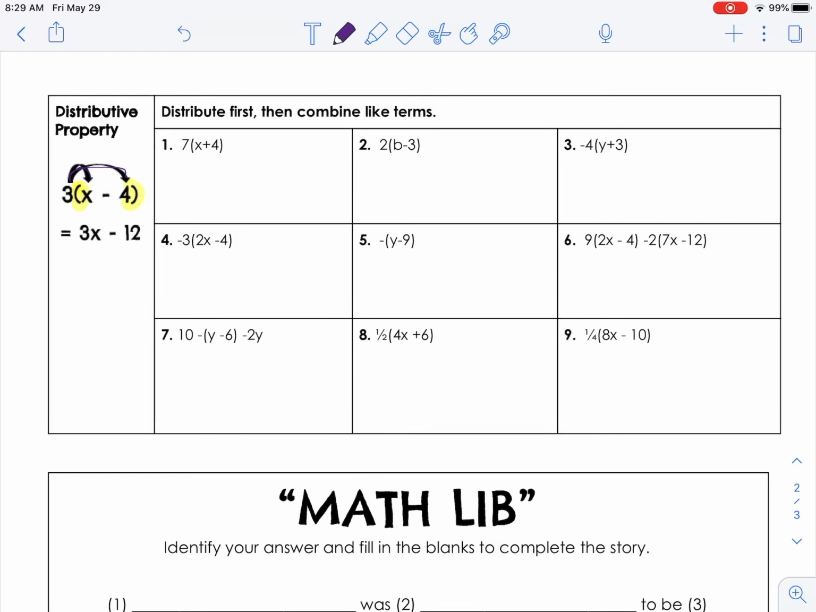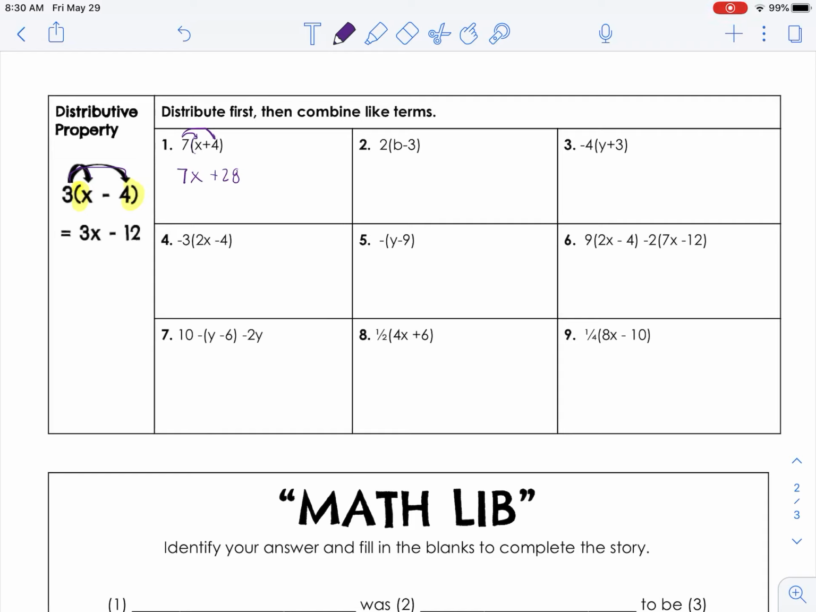So number one, we've got 7 being multiplied by everything in these parentheses. So I like to draw some arrows so I remember to multiply that 7 by everything inside. So I'm going to draw some little lines, and that tells me that I'm going to multiply 7 by x, which is going to give me 7x. And then I'm going to multiply 7 by 4 as well, which is going to give us 28. So we're going to do 7x plus 28.